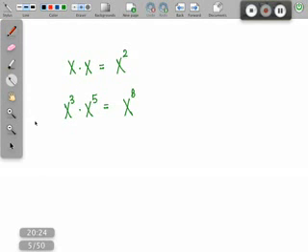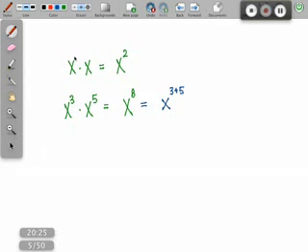Here we have x times x. X times x is equal to x squared. I think most of us would agree with that. I have now x to the third power times x to the fifth power, and I say that's equal to x to the eighth power, and one should ask why that is. Well, when we have like bases, we can add our exponents together. So 3 plus 5 is equal to 8.